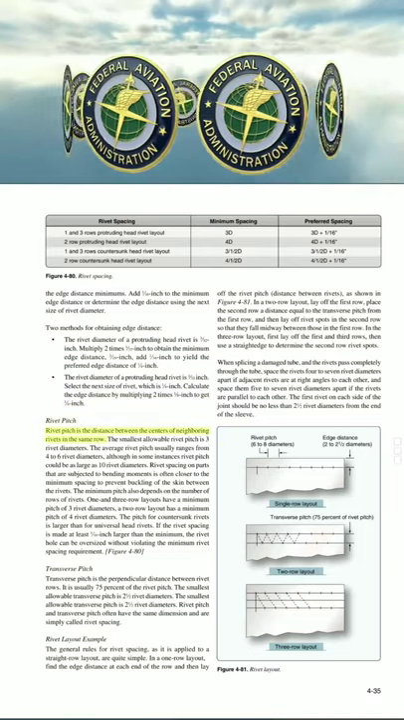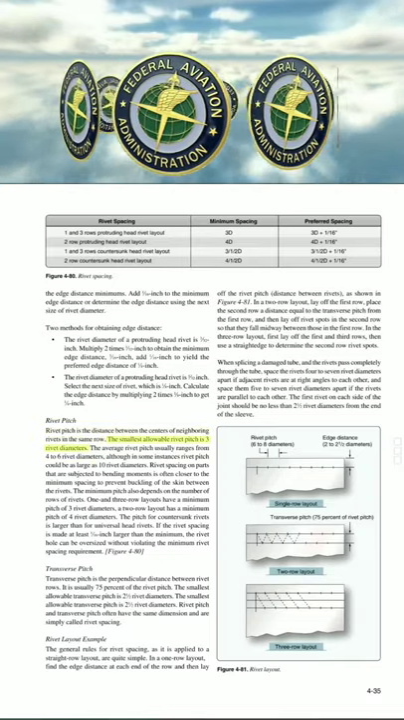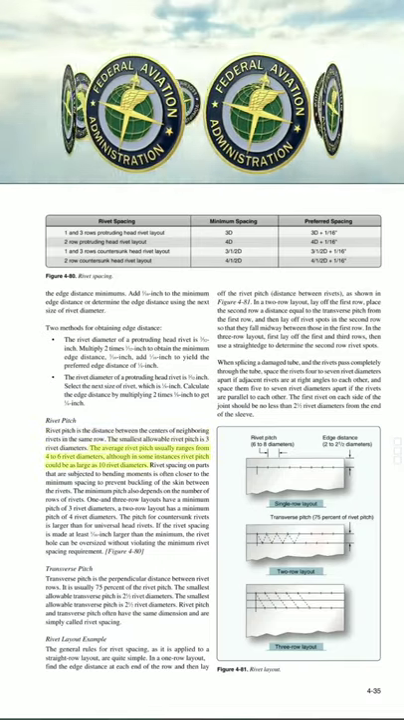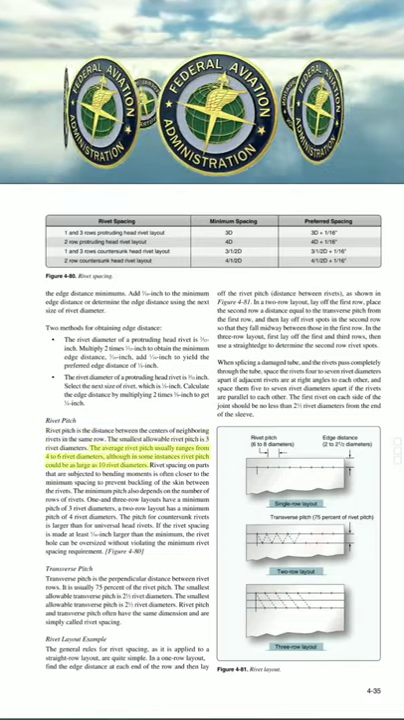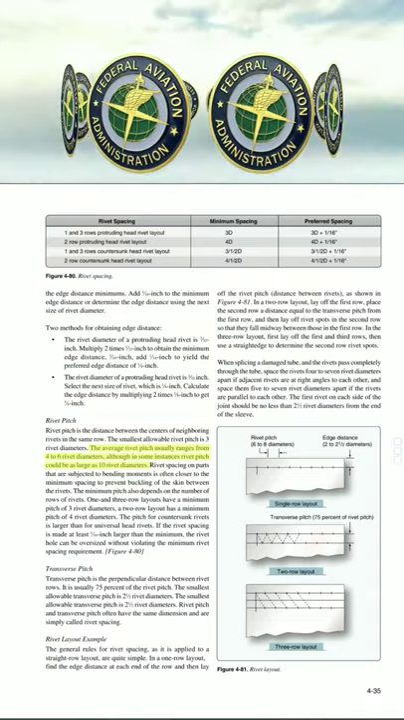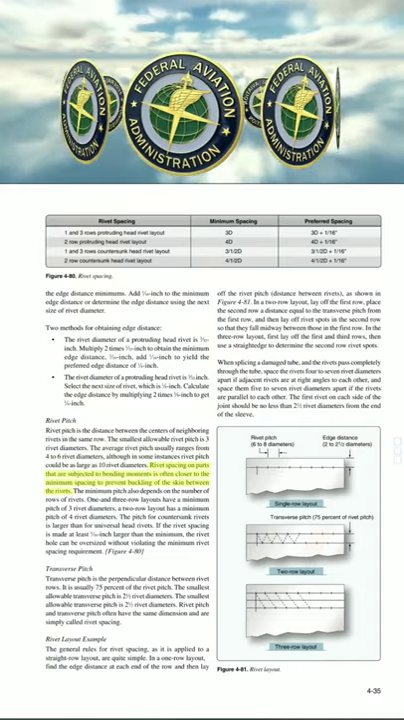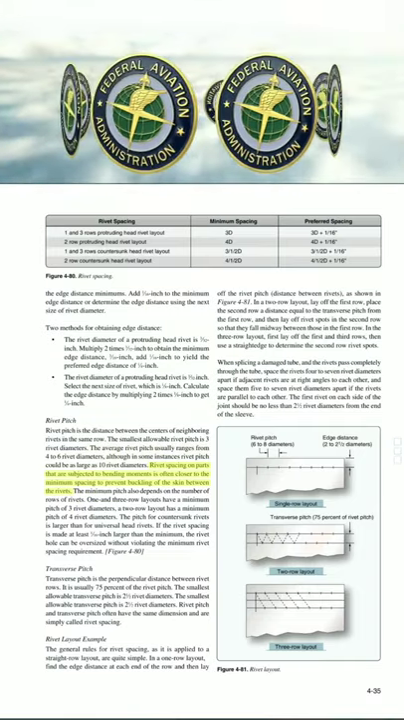Rivet pitch. Rivet pitch is the distance between the centers of neighboring rivets in the same row. The smallest allowable rivet pitch is 3 rivet diameters. The average rivet pitch usually ranges from 4 to 6 rivet diameters, although in some instances rivet pitch could be as large as 10 rivet diameters. Rivet spacing on parts that are subjected to bending moments is often closer to the minimum spacing to prevent buckling of the skin between the rivets.